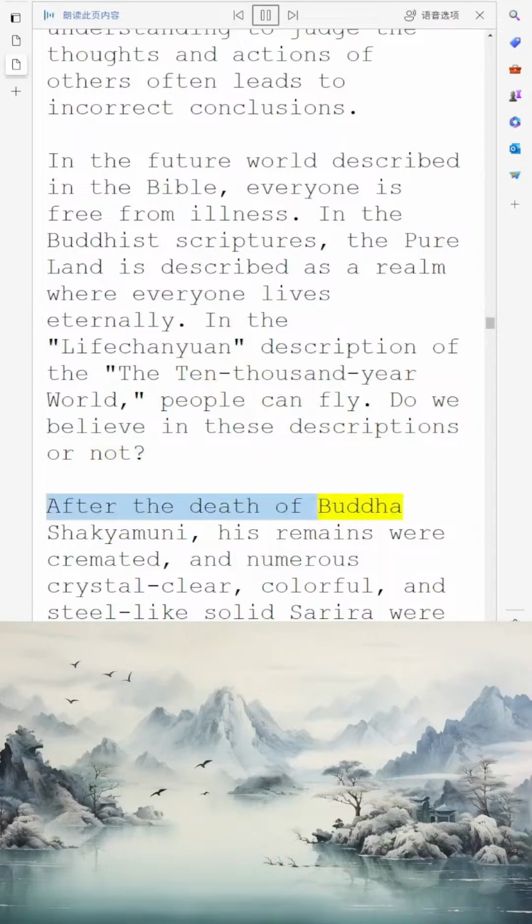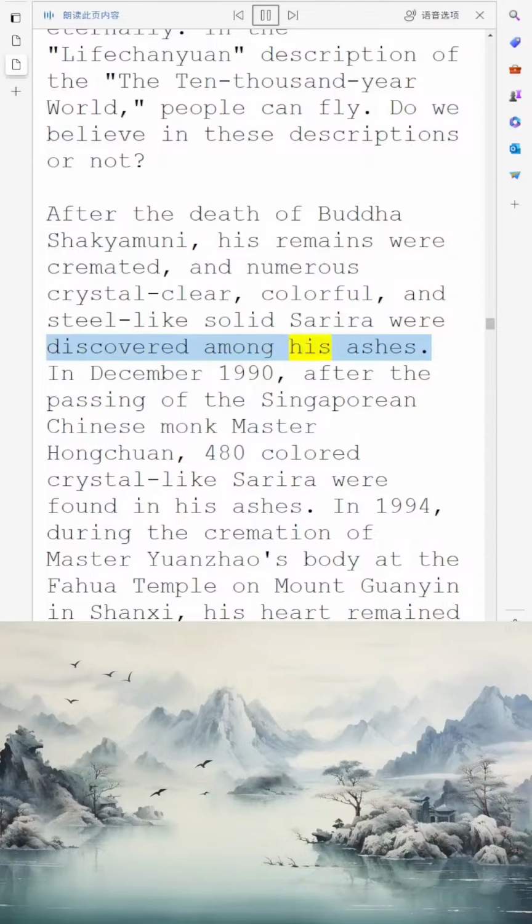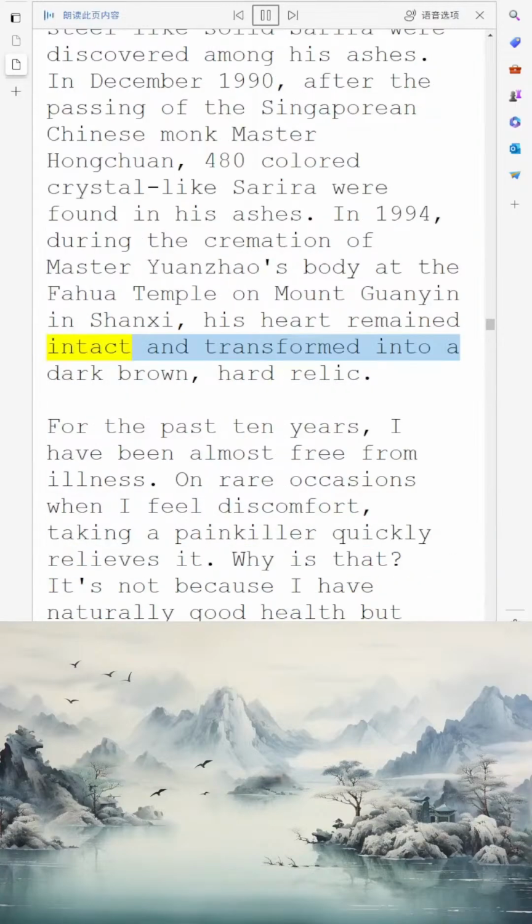After the death of Buddha Shakyamuni, his remains were cremated, and numerous crystal-clear, colorful, and steel-like solid sarira were discovered among his ashes. In December 1990, after the passing of the Singaporean Chinese monk Master Hong Chuan, 480 colored crystal-like sarira were found in his ashes. In 1994, during the cremation of Master Yuan Zhao's body at the Fahua Temple on Mount Guanyin in Shaanxi, his heart remained intact and transformed into a dark brown, hard relic.